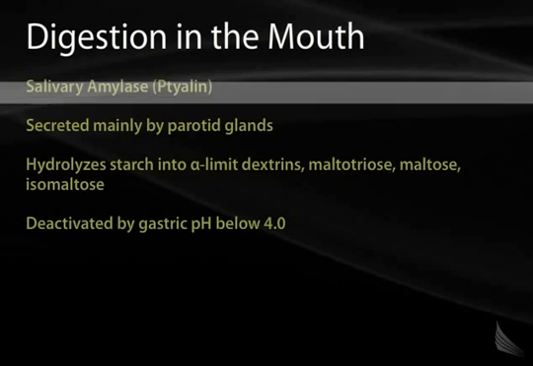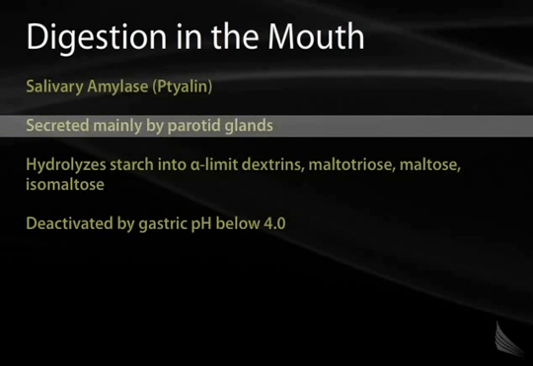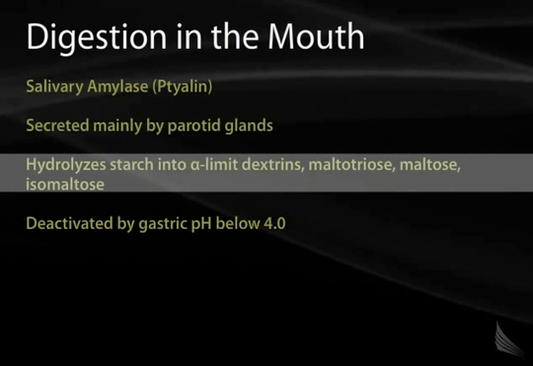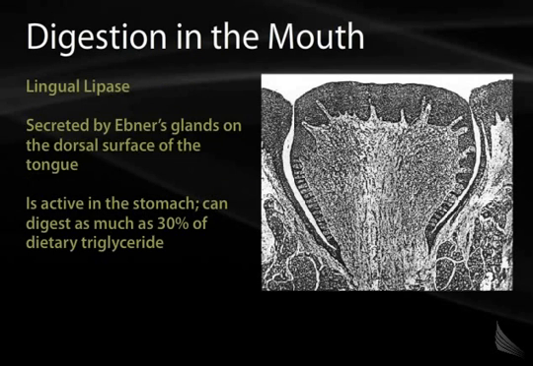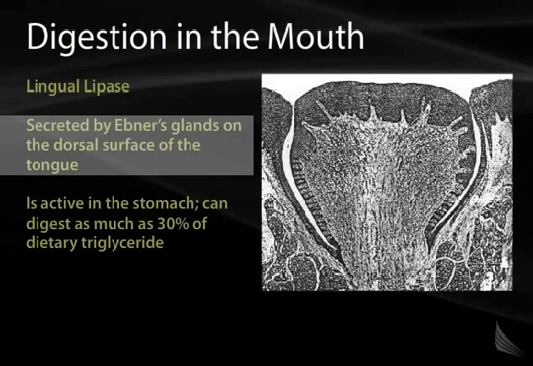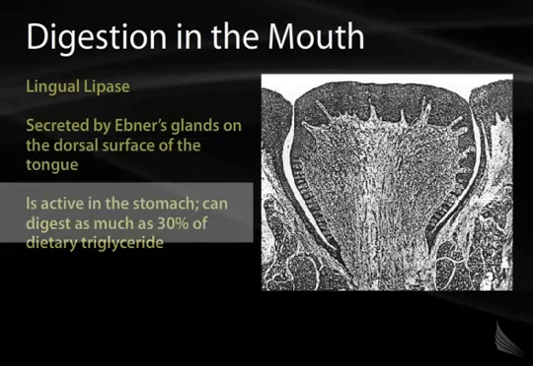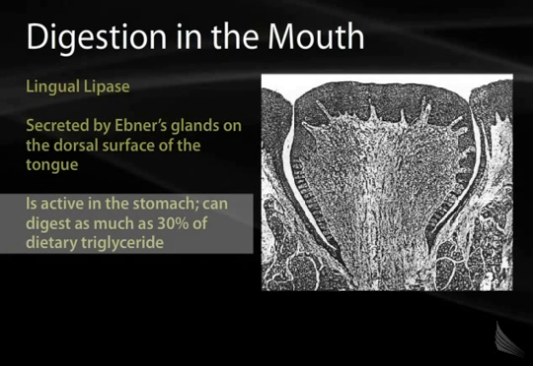Salivary amylase, or ptyalin, is secreted mainly by the parotid glands. It acts by hydrolyzing starch into alpha-limit dextrins, maltotriose, maltose, and isomaltose. It is deactivated by a gastric pH below 4.0 and therefore is not active in the stomach. Lingual lipase is secreted by the Ebner's glands on the dorsal surface of the tongue. This remains active in the stomach and can digest as much as 30% of dietary triglyceride.